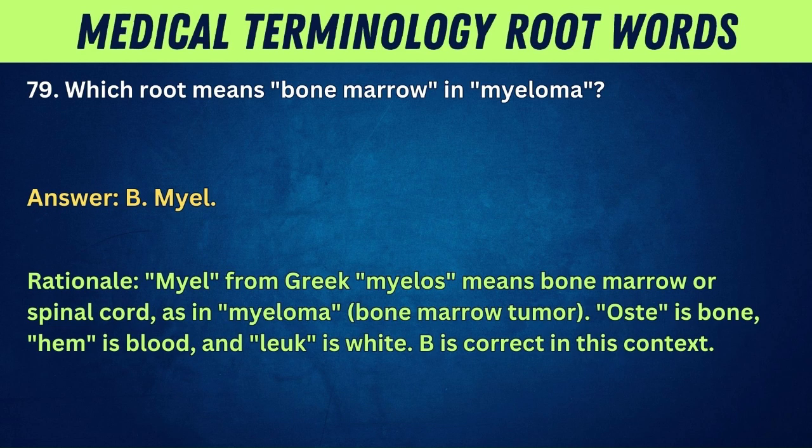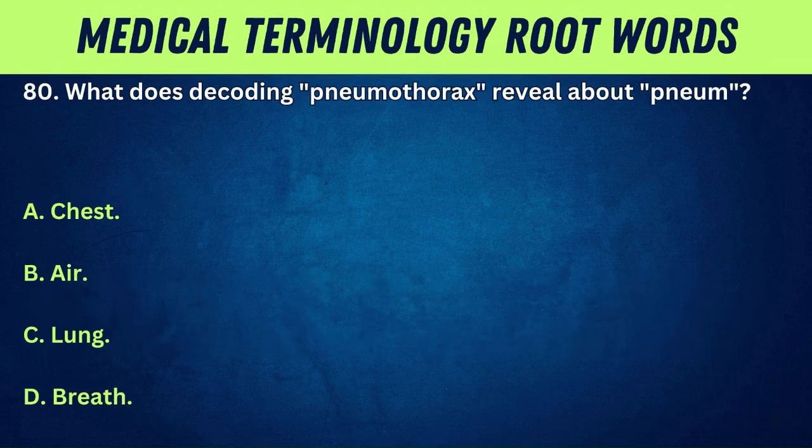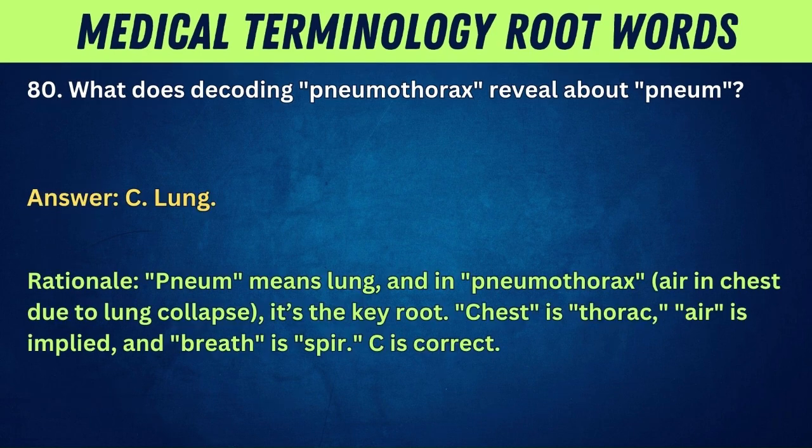Myel. Rationale: myel from Greek myelos means bone marrow or spinal cord, as in myeloma, bone marrow tumor. Ost is bone, hem is blood, and leuk is white. B is correct in this context. 80. What does decoding pneumothorax reveal about pneum? A. Chest. B. Air. C. Lung. D. Breath. Answer: C.